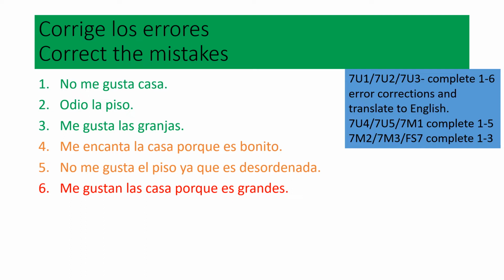I would like you all to refer to the blue box. If you're 7 upper 1, 7 upper 2, 7 upper 3, you complete all 6 sentences, and then I would like you to translate the corrected sentences to English. 7 upper 4, 7 upper 5, and 7M1 complete 1 to 5. 7M2, 7M3, and Foundation School complete 1 to 3.